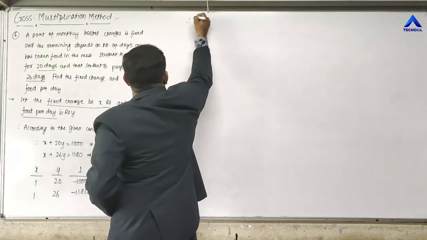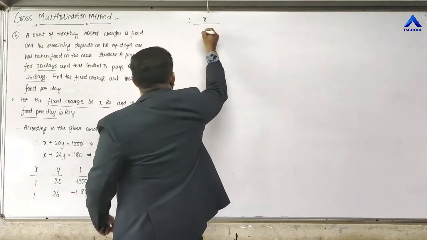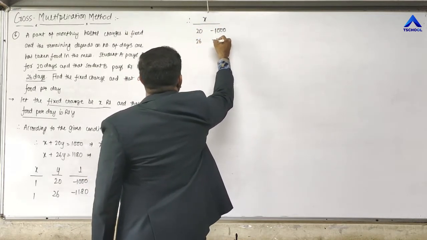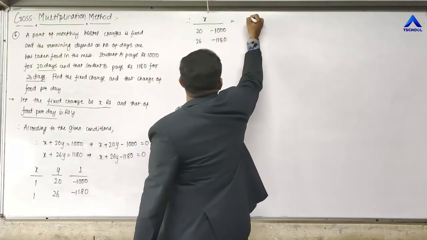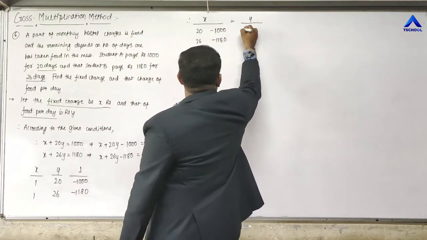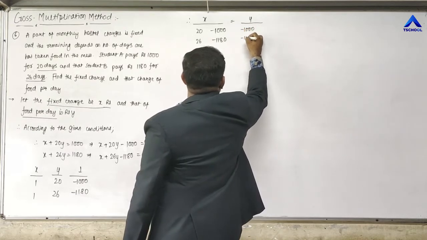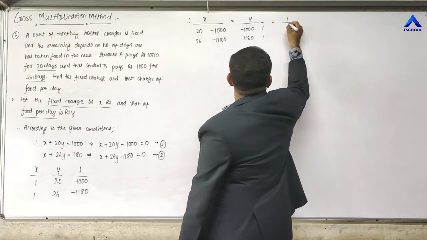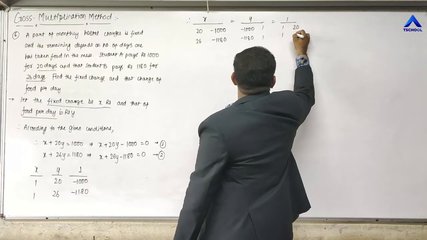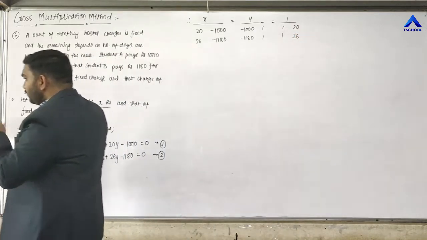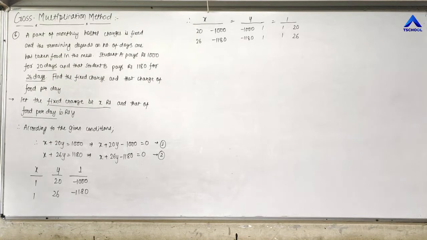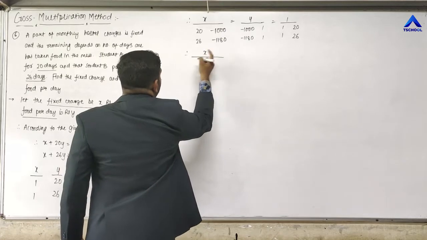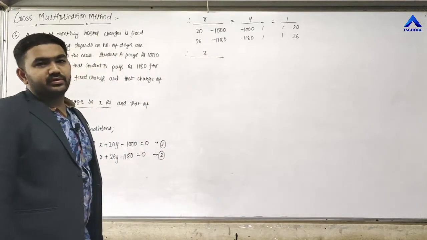Therefore what we are having now is X upon 20 minus 1000 and 26 minus 1180 equals Y upon minus 1000 minus 1180, 1 and 1 equals 1 upon 26. So friends, now you need to cross multiply them. Cross multiplying here means first term into last term minus second term into third term, that is X upon 118 into 2, that is 236.